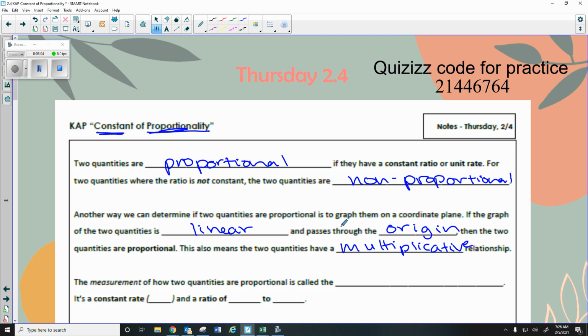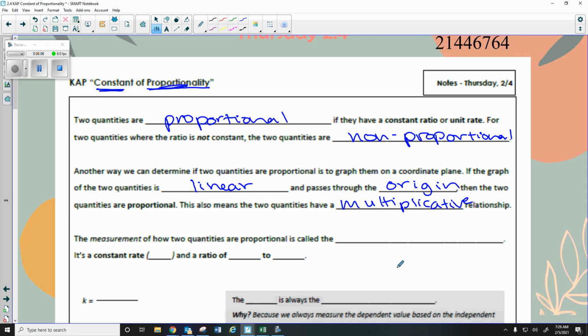Okay, so there of course is a value for if they are proportional. The measurement of how two quantities are proportional is called the constant of proportionality. This is like when you simplify it down, it is the constant rate, and we use the letter K to show it, and it's a ratio of Y to X. So putting that into a fraction form, K is the ratio of Y to X.